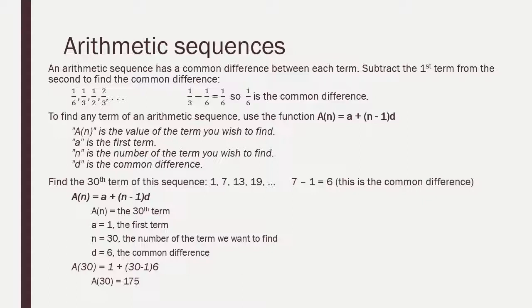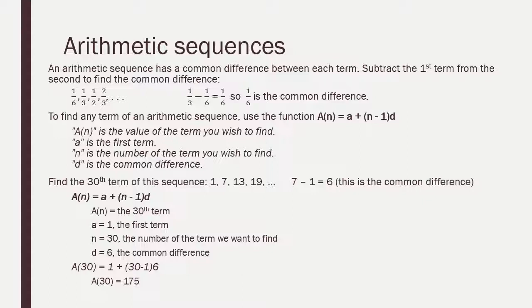When you use an equation to find a very distant term, you've got a few things to identify. A of n, the function, is the value of the term you're wanting to find. The lowercase a is the first term of your sequence. N is the number of the term that you want to find, and d is the common difference, which I've already told you how to find. The equation then is A of n equals a plus (n minus 1) times d.